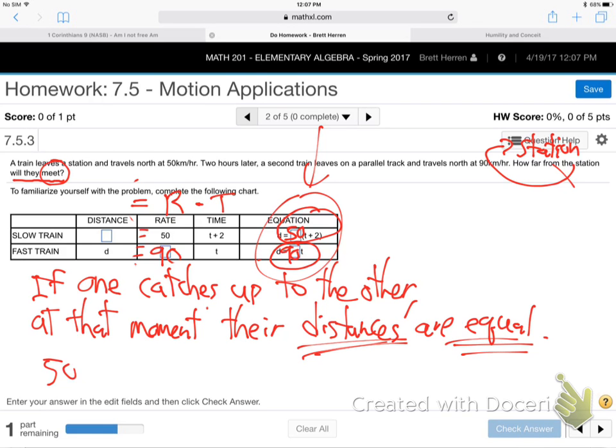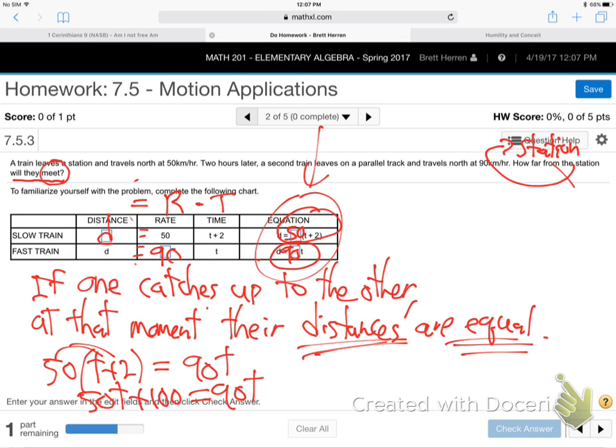So it's going to be 50, because I don't like trying to work with their system. They're forcing me to do it their way. So they want me just to set those distance boxes equal, you see. Because that's what it means to catch up with somebody, is the distances are equal. So there's my little equation. So there's what you fill in. Just copy them down. Distribute: 50t plus 100 is 90t.